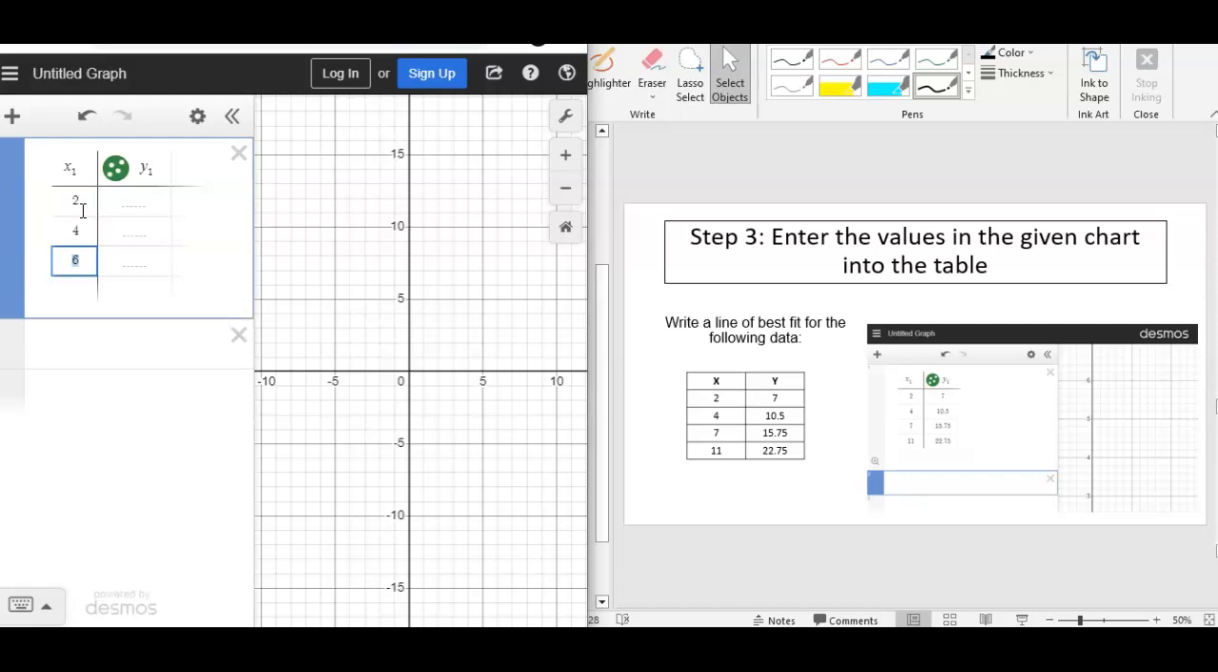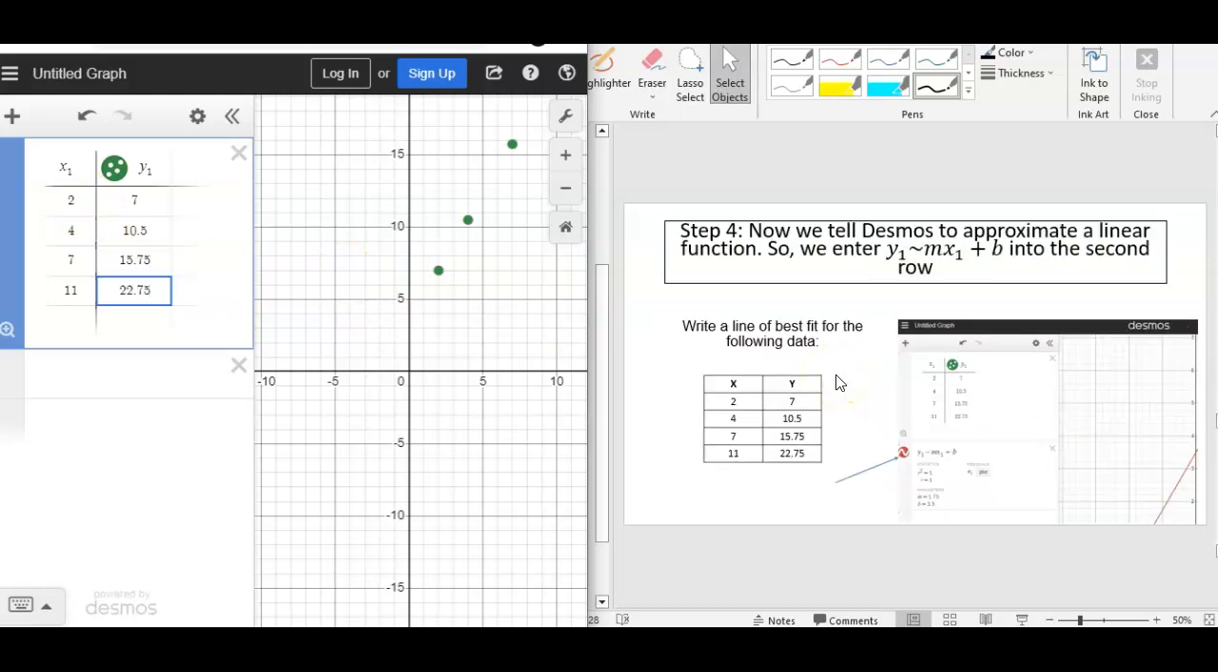and you can see Desmos sometimes tries to predict the next value. So you just keep typing. Don't let that confuse you. Just keep typing whatever is given in the problem. In y, I'm going to do 10.7, 10.5, 15.75, and 22.75.